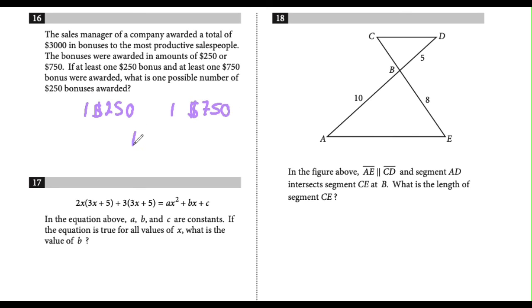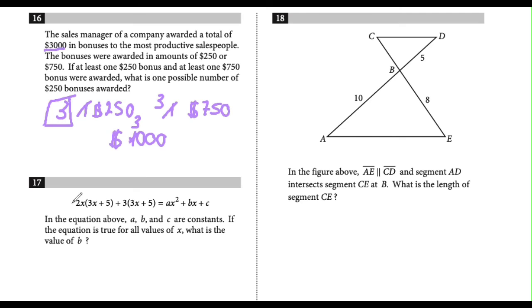So in this case where you need at least one $250 bonus and one $750 bonus, the total here is going to be 1,000. And we can just replicate this 2 more times in order to get to this $3,000 bonus. So in total, there will be three $250 bonuses and 3 $750 bonuses, and that total would get us to 3,000. So 3 is one possible amount of $250 bonuses.